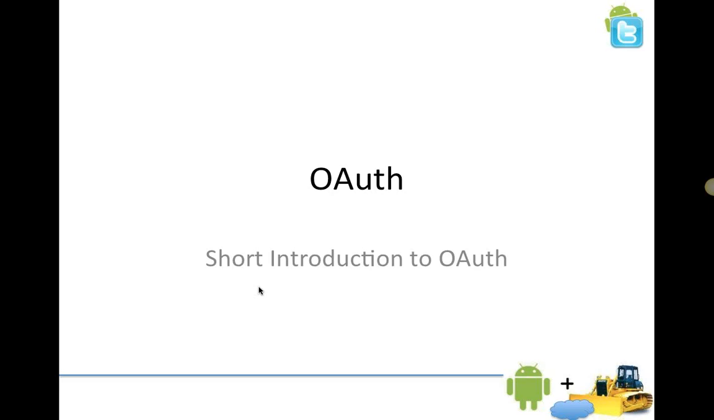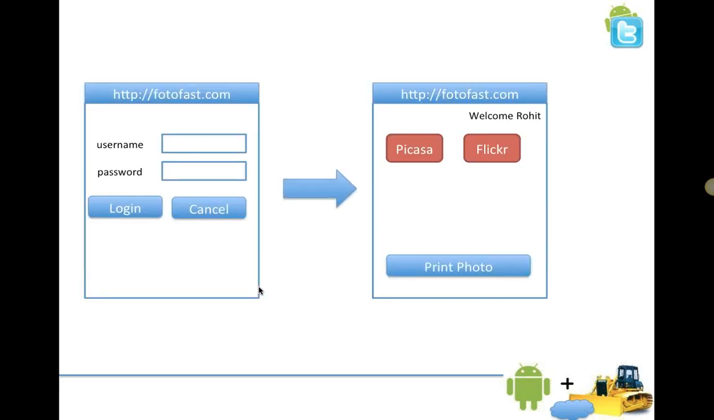Like I mentioned before, I will explain OAuth to people who do not understand OAuth. So that's the screen I'm going to. Here I'm taking an example of a popular photo shop in India called PhotoFast. It's just a quick example. So let's say I go to PhotoFast. The first screen shows that I've got a username and password. I enter the username and password on PhotoFast.